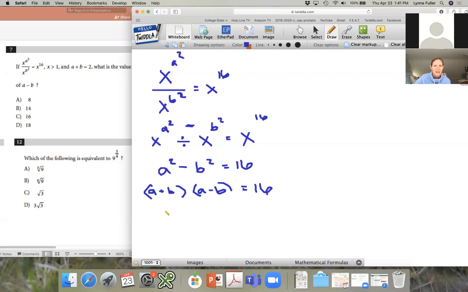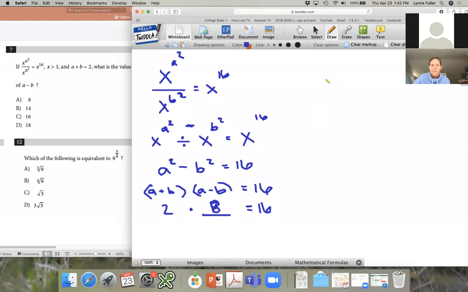Now, a plus b is 2, times some value equals 16. And the question's asking you, what's the value of a minus b? Well, a minus b must be 8. And you'll notice that I did not have to identify specifically what a and b were valued at. I just had to figure out the value of a minus b, which is 8, which would be the answer A.